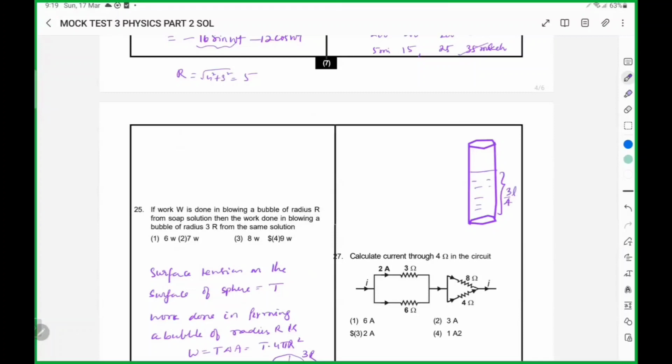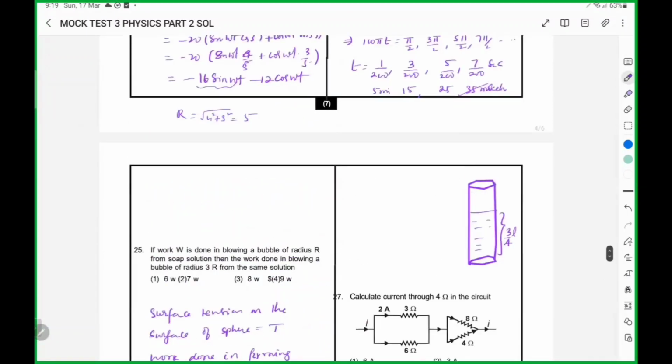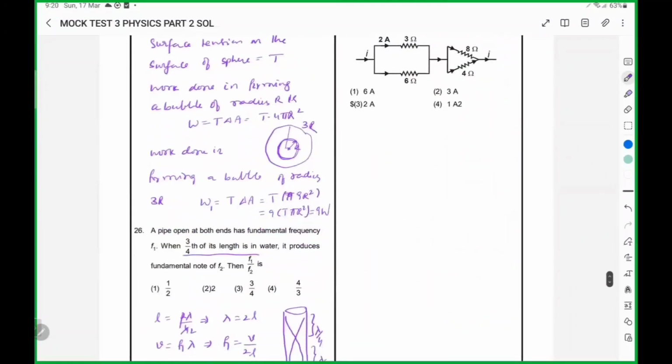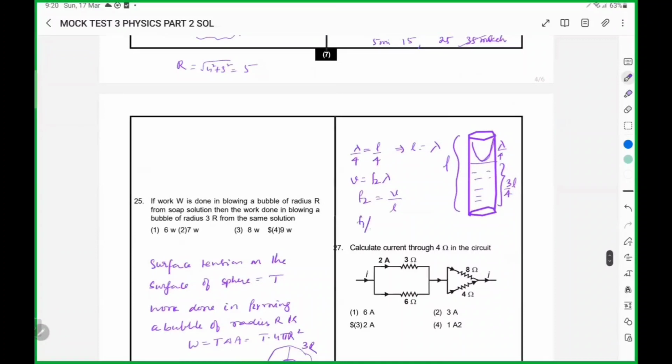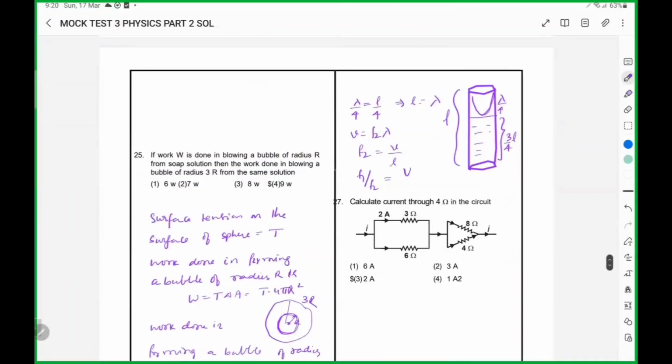So now, it produces a fundamental note, that is lambda by 4, which is L by 4. L here is, because total length is L, L minus 3L by 4 is L by 4. V here is F2 lambda, so F2 will be V by L. What he is asking, F1 by F2, F1 here is V by 2L by V by L.